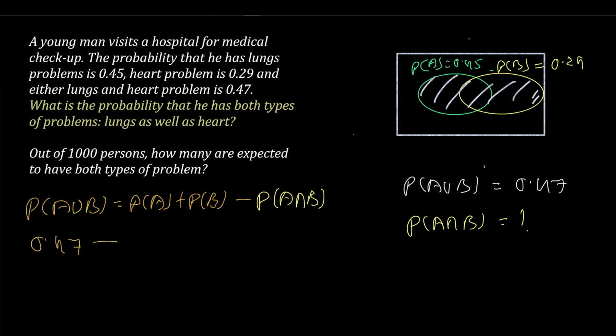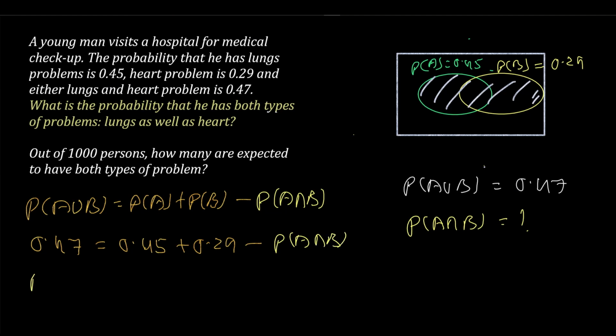0.47 minus P of A is 0.45. What we can do is straight away plug in the value, as there's an equal to sign over here. So P(A) is how much? We get P(A) is 0.45, and plus P(B) is how much? 0.29, minus P(A union B). So P(A intersection B) is what we have to get.